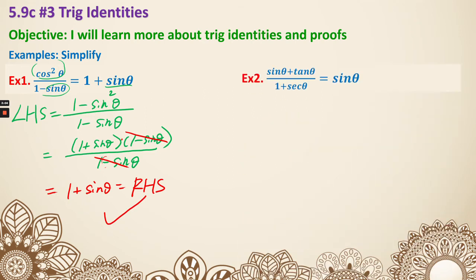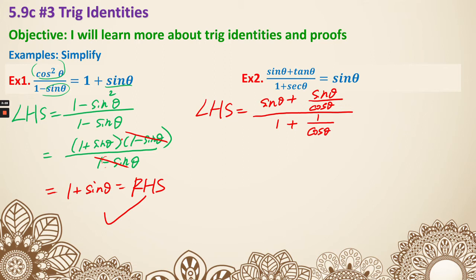Next, example 2. Clearly, we're going to start on the left-hand side because that's more complicated. But then there's kind of not much we can do. So we might want to just try to rewrite using sine and cosine. Tangent is going to be sine theta over cosine theta. The bottom, 1 plus secant is 1 over cosine. If you feel like, well, I already know we're going to do the fractions, so you might want to just put everything over 1 to remind you, hey, we need a common denominator.